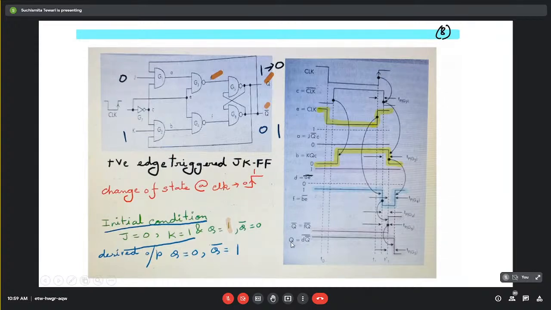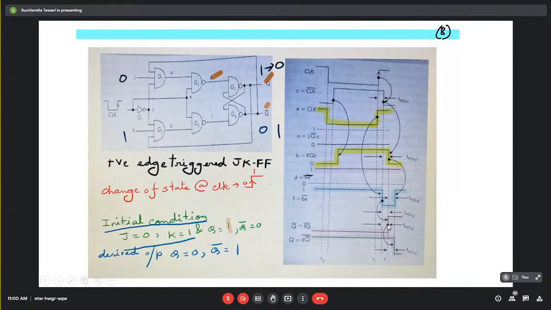So if now we want to establish Q, it will continue to be at 1 here, because D is maintained at 1, and Q bar until this point is maintained at 0. So it will be 1, and here it is rising from 0 to 1. Q bar is changing from 0 to 1.